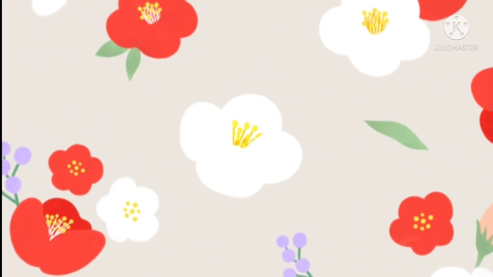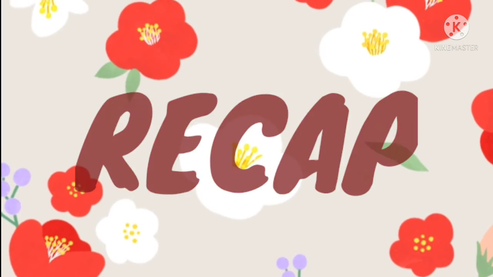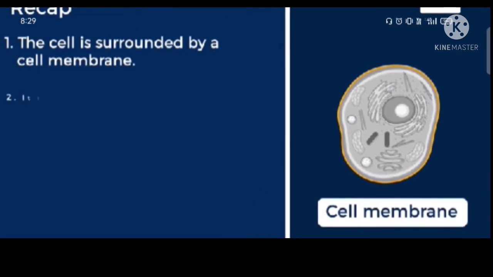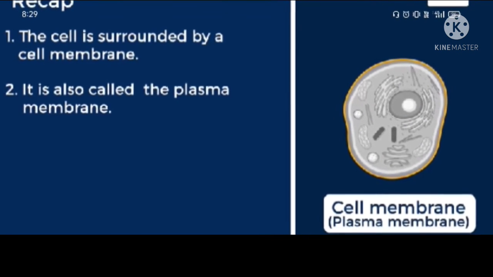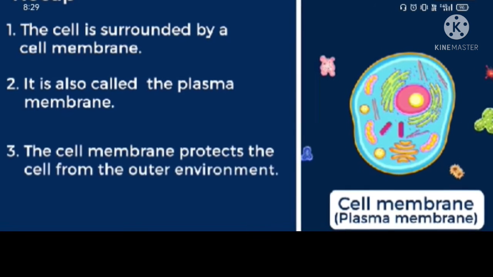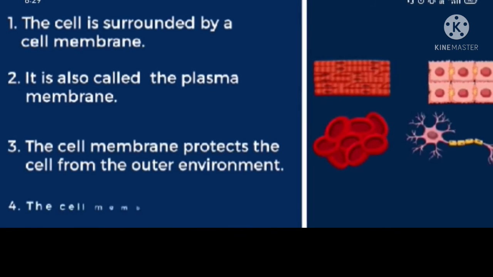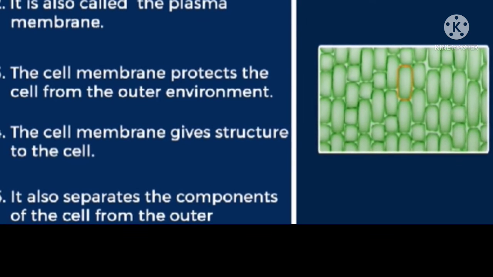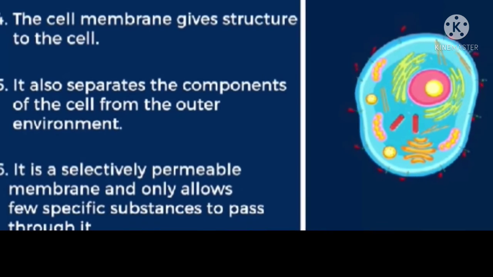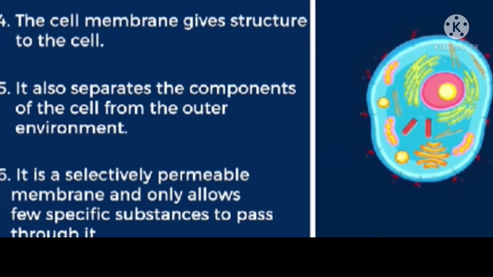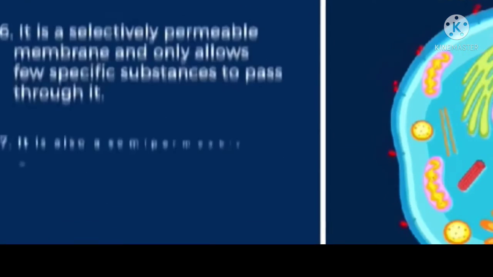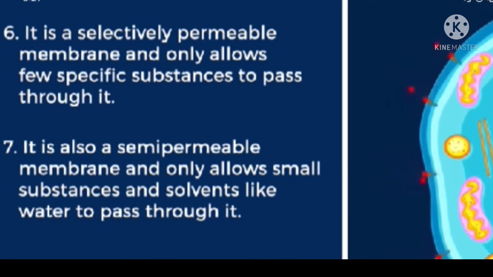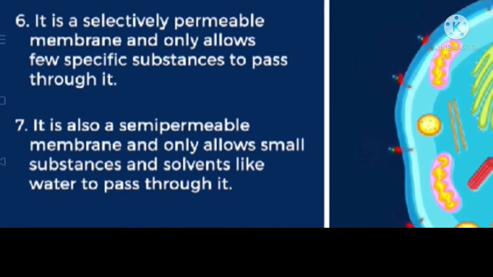Children, last but not the least, I am going to repeat what we have learned in this video. The cell is surrounded by a cell membrane. It is also called the plasma membrane. The cell membrane protects the cell from the outer environment. The cell membrane gives structure to the cell. It also separates the components of the cell from the outer environment. It is a selectively permeable membrane and only allows a few specific substances to pass through it. It is also a semi-permeable membrane and only allows small substances and solvents like water to pass through it.